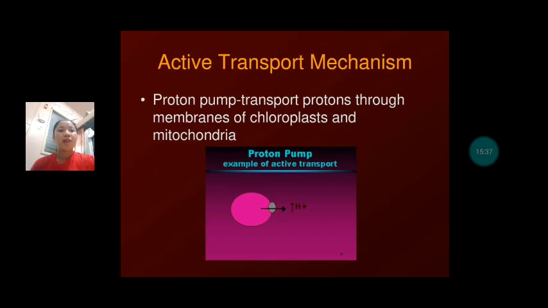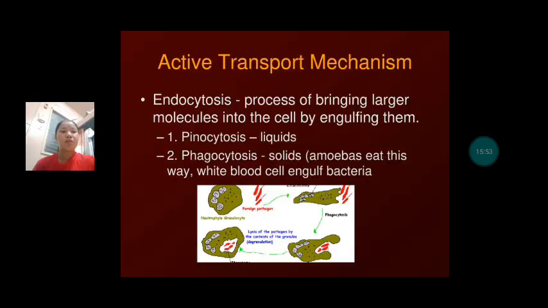Pump. And then active transport mechanism: proton pumps transport protons through membranes of chloroplasts and mitochondria. This is the proton pump, an example of active transport. This is the illustration.